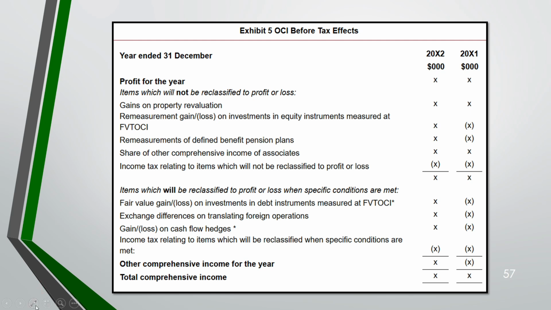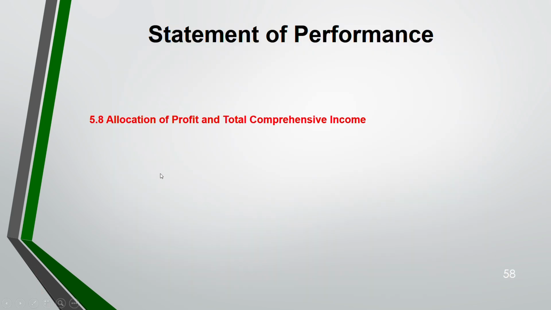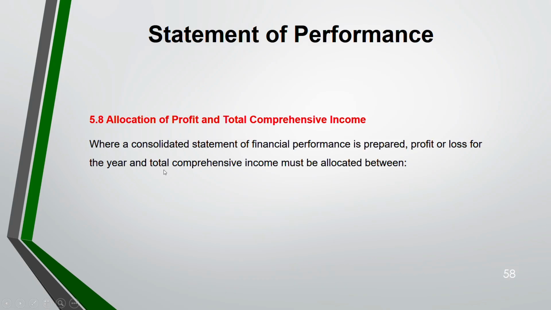So I'm not going to repeat the same point again. Let us go to the next: allocation of profit and total comprehensive income. This is for the consolidated statement of financial position. When you're preparing for a group, not single, you have to allocate your profit and total comprehensive income among the parent and the NCI.